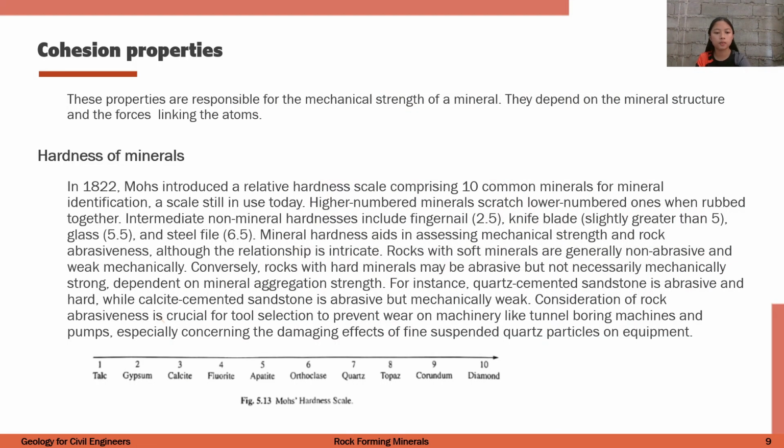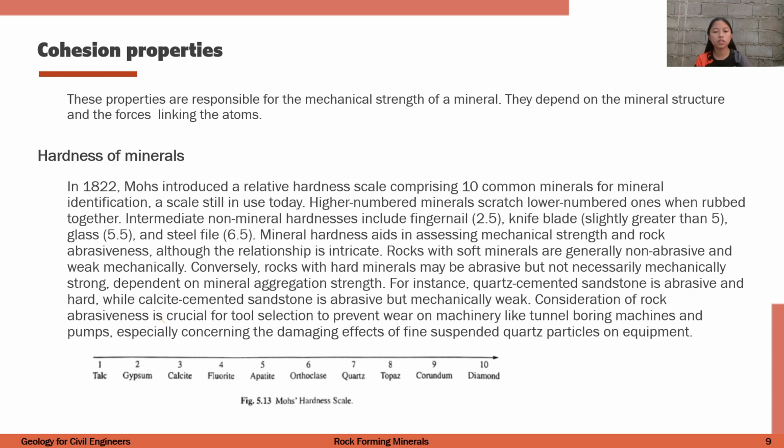Cohesion properties. These properties are responsible for the mechanical strength of a mineral. They depend on the mineral structure and the forces linking the atoms. The first property is hardness of minerals. In 1822, Mohs introduced a relative hardness scale comprising 10 common minerals for mineral identification, a scale still in use today. Higher numbered minerals scratch lower numbered ones when rubbed together.